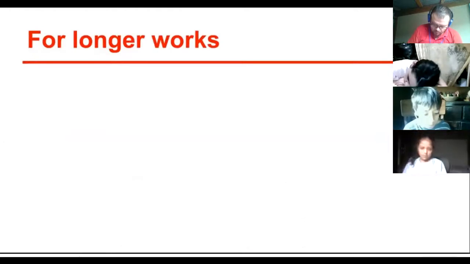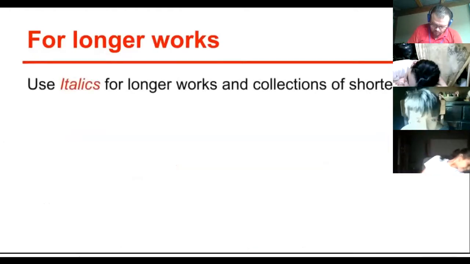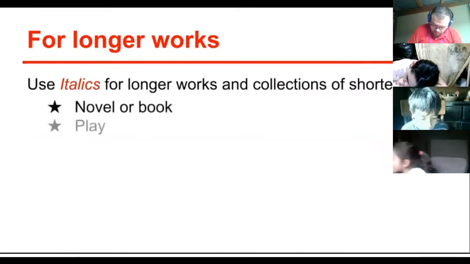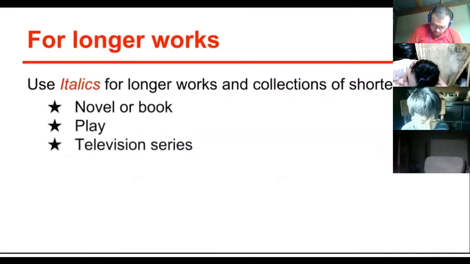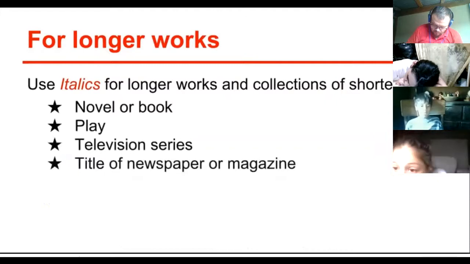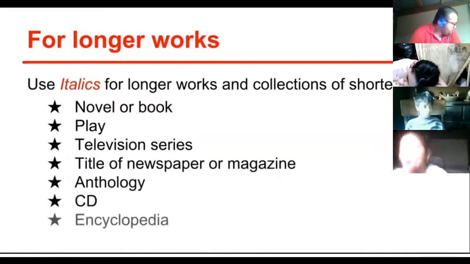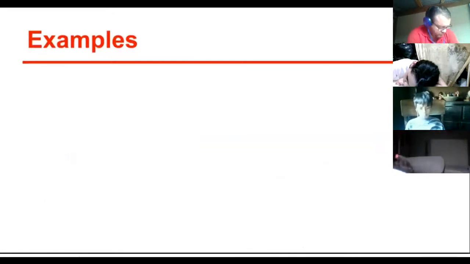For longer works, for example, books, you're going to use italics. You would also use italics if you have a collection of shorter works, like an anthology or a CD that contains multiple songs. Novels and books, plays, a television series that is a collection of individual episodes. Titles of newspapers or magazines, an anthology that might contain lots of poems or short stories, CDs, encyclopedias, or collections of works. Some examples on these.